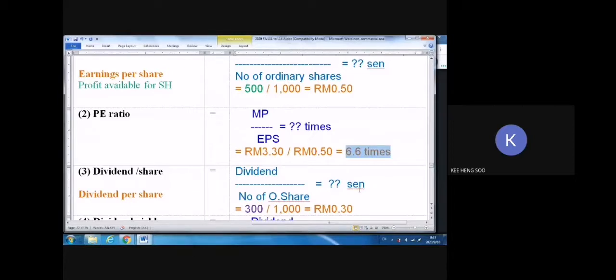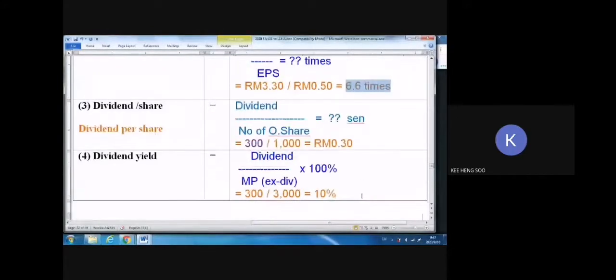Growth is very good. The bad thing is, this is not a good time for me to enter because the market price of share 3.30 is too expensive. I have to wait until the share price goes down. Will it go down or not? Nobody knows. Clear?